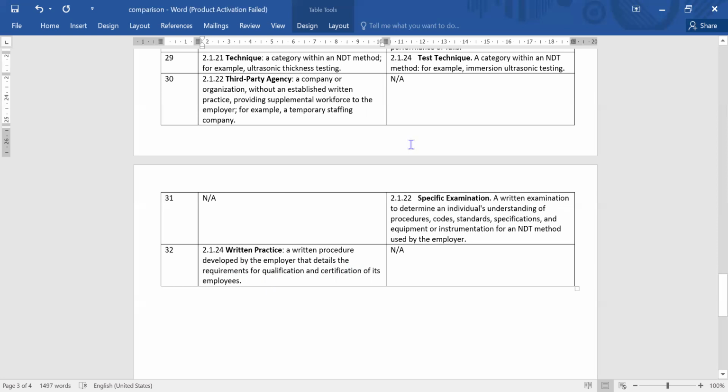So there are 24 definitions each, but there are some differences. So you can see, and if you write it like this, you can answer the questions easily.